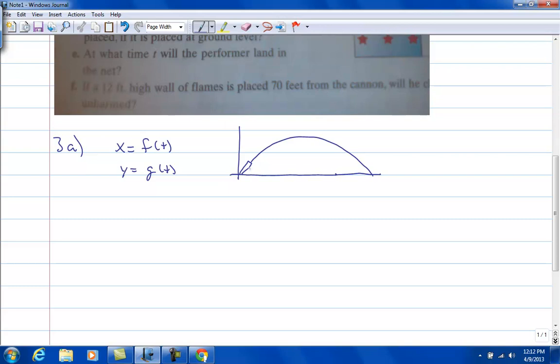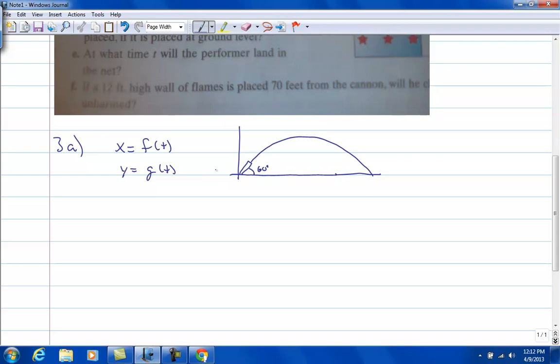And we know that this initial angle is 60 degrees. But he has a vertical component. He'll go up, then come back down again. So the y equals g of t describes going up and coming back down. That's a parabola. And then x equals f of t is just the horizontal component.